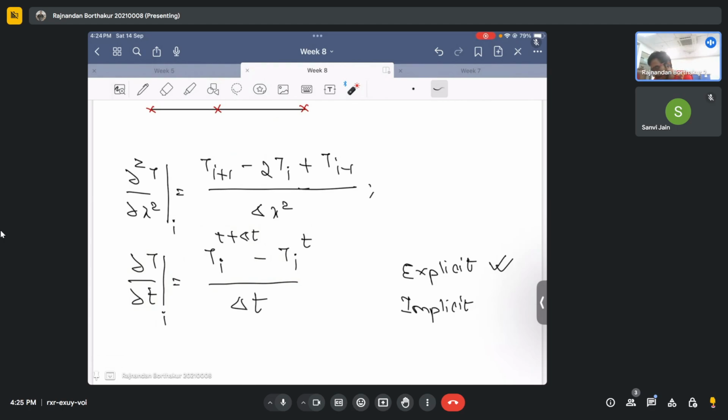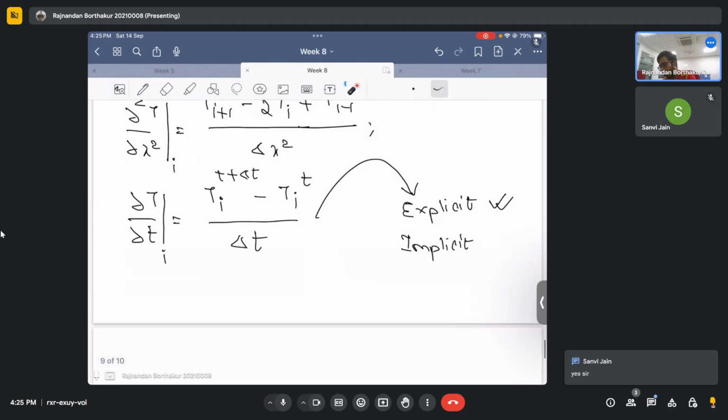So this way of writing this del T by del t is known as explicit differentiation, or writing the time derivative in the explicit sense. We will not go into the implicit solution now, just for the sake of keeping things simple. But did you understand how basically this thing is written? Yes. Okay. Thank you very much.